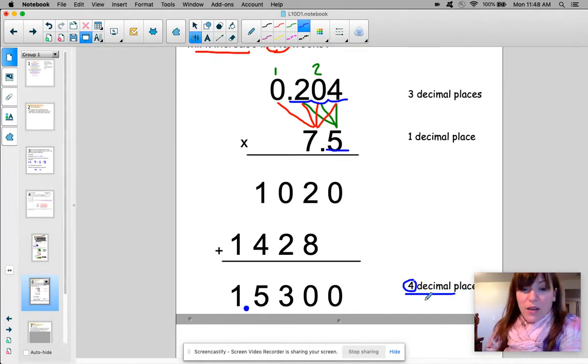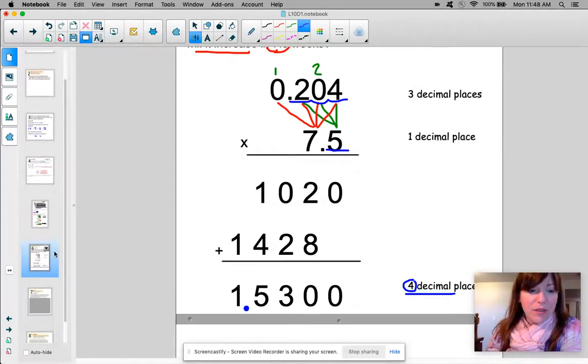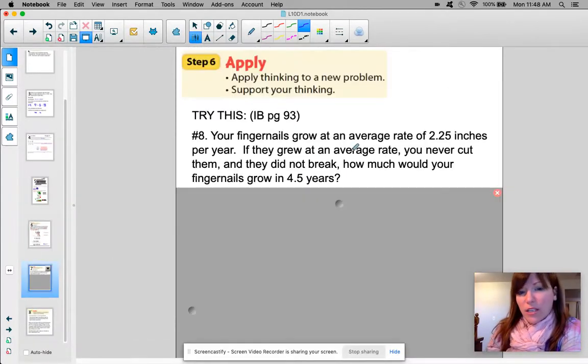So I'm getting 1 and 53 hundredths. When I read this answer, I don't have to worry about these zeros on the end. It does not change the value of that number at all. Hopefully you were successful in that traditional multiplication of essentially a 3-digit by 2-digit multiplication problem. The next one I am going to set up for you and then reveal the answer. Again, please try it first and then see if you're right.